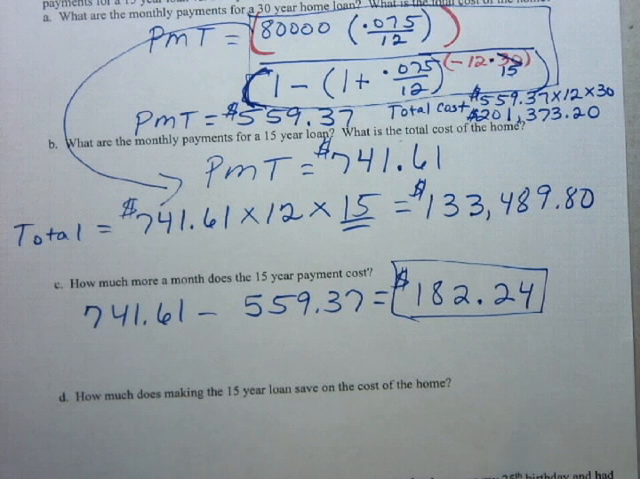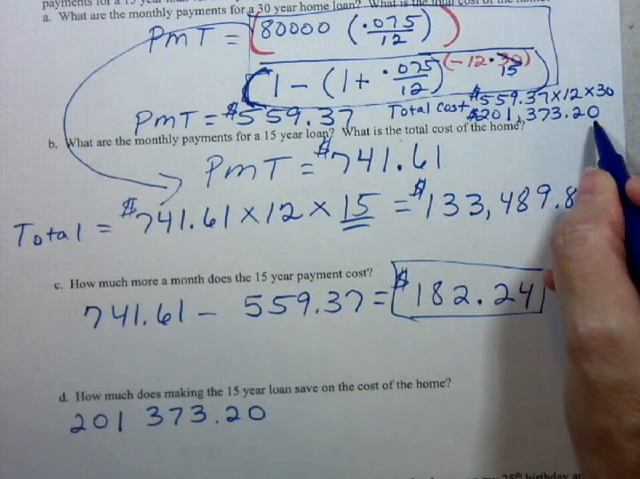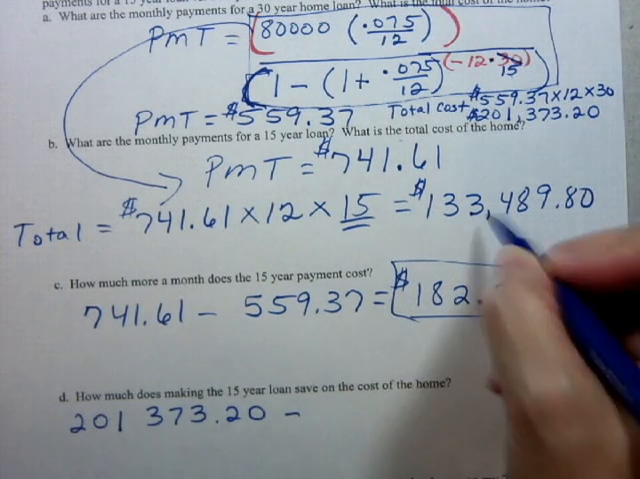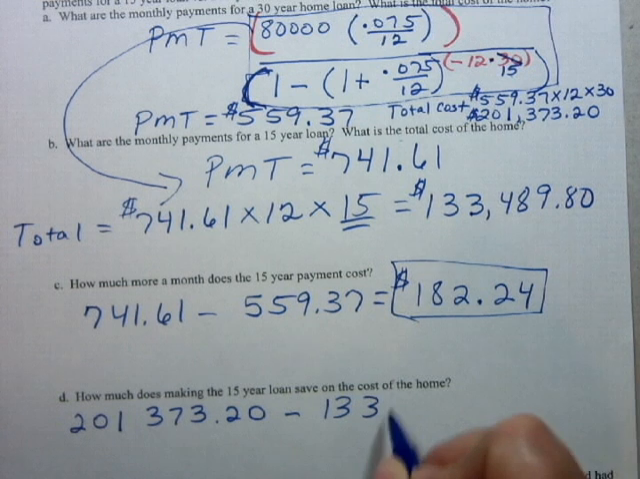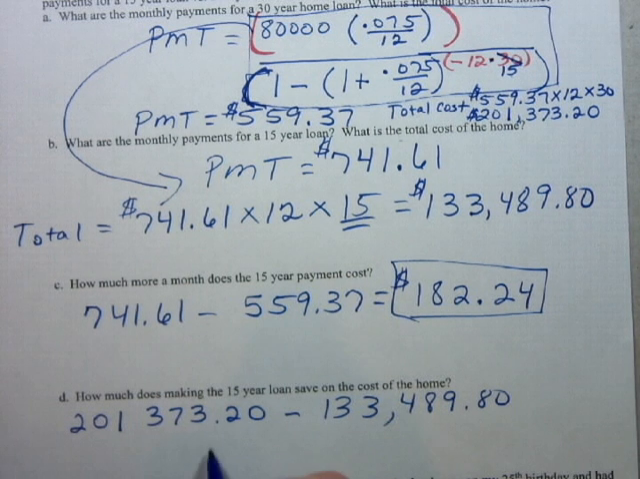How much does making the 15-year loan save on the cost of the home? Well, instead of the total cost being $201,373.20, it will be $133,489.80. And that's a total savings of $67,883.40.